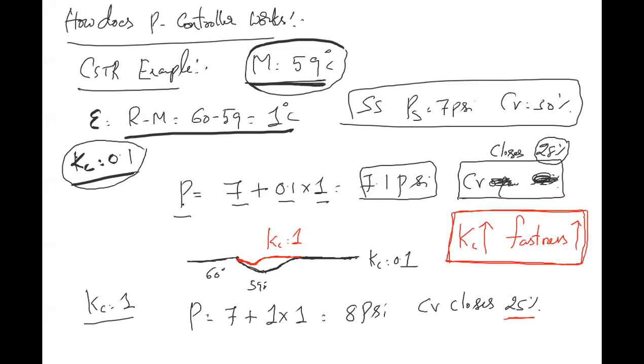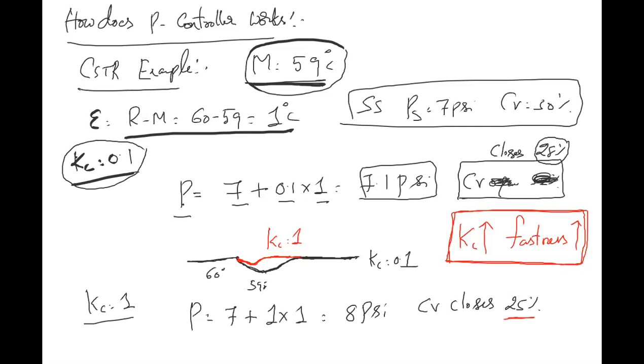But there is one problem. When you go to very high values of Kc, there is one problem. I'll tell you later on. This is just to demonstrate the impact of Kc. If it increases, the response will become faster. Because for the same error, if Kc is equal to 0.1, the valve closes from 30 to 28%. If Kc is equal to 1, the valve goes to 25% closer. So 25% will have a faster response than 28%.